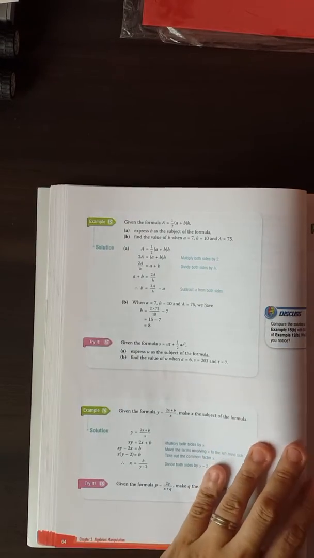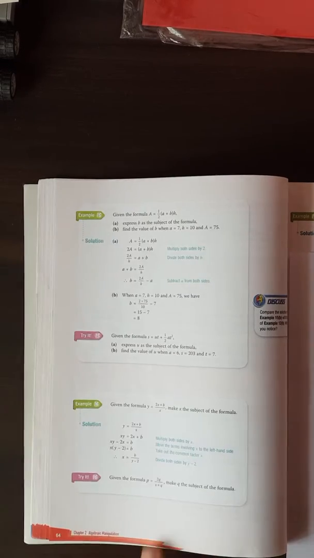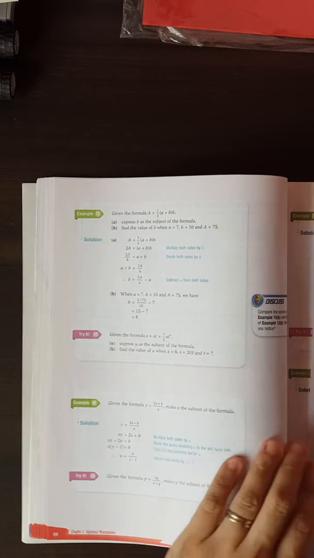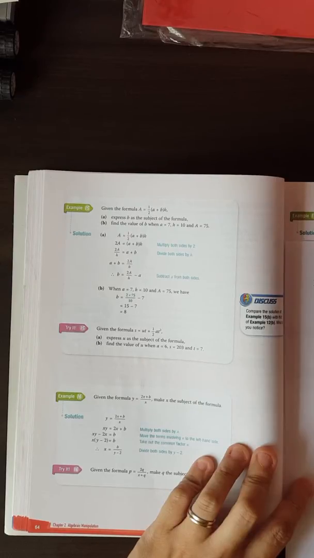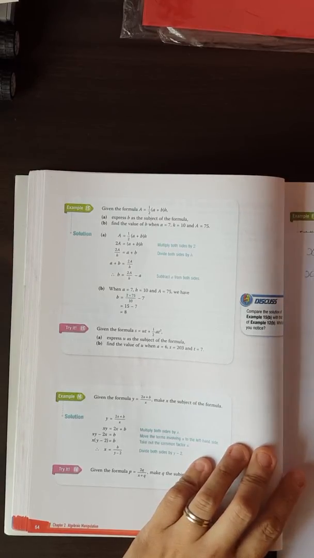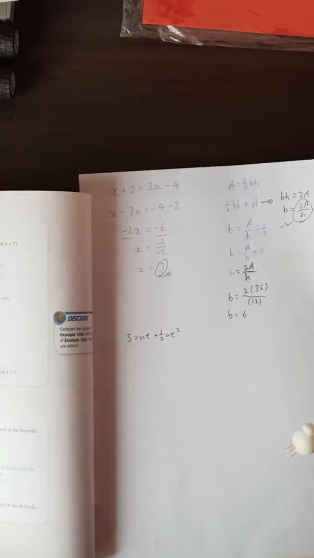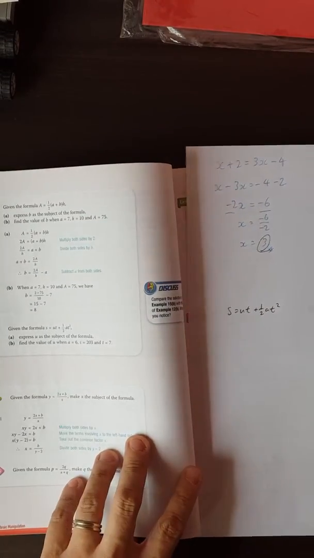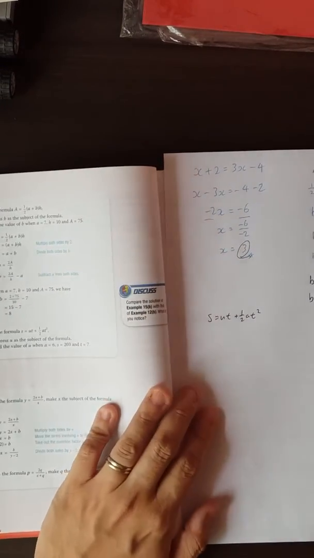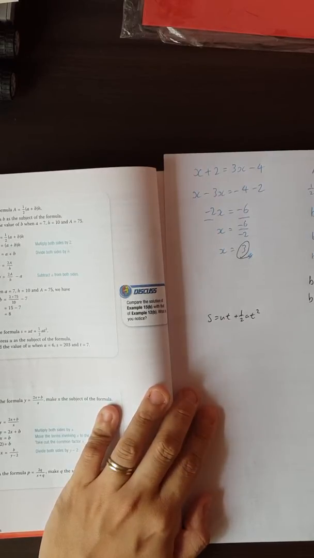Now let's move on to the next try question. Try 15, textbook page 64. You should have your textbook with you. The formula is S equals to UT plus half AT squared. What they want us to do is basically to make U the subject. Over here, how many terms are there? You can answer on your own now.